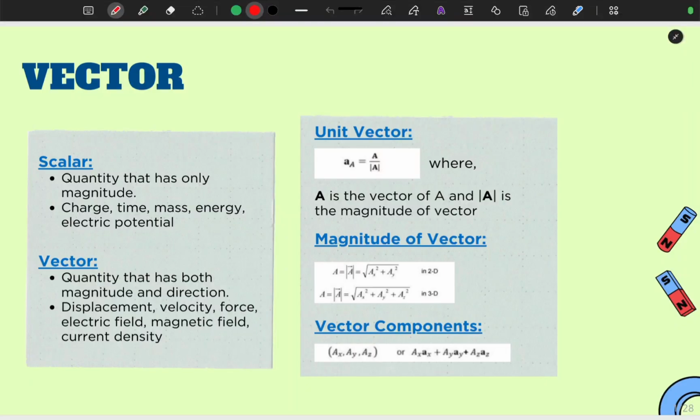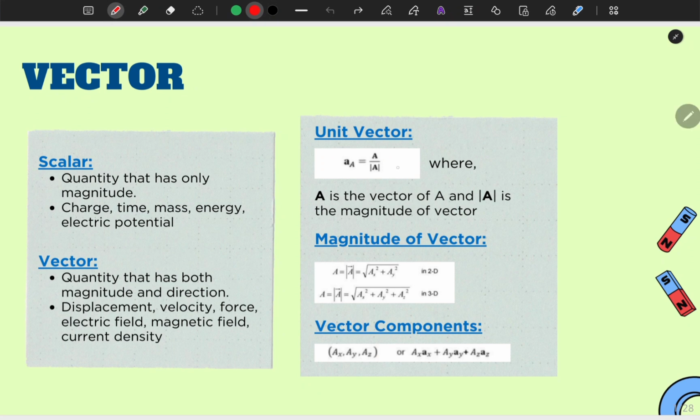Vector analysis is a mathematical tool with which electromagnetic concepts are most conveniently expressed and best comprehended. In this topic, a quantity can be either a scalar or a vector. Scalar is a quantity that has only magnitude, quantities such as time, mass, and energy, while a vector is a quantity that has both magnitude and direction, which are displacement, velocity, and force.